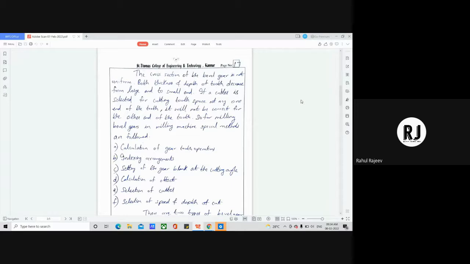Worm gear is a worm gear cutting operation. Bevel gear is a bevel gear cutting operation. So all this comes under the various gear cutting operations which are related to the gear finishing operations. That's what you have to say.